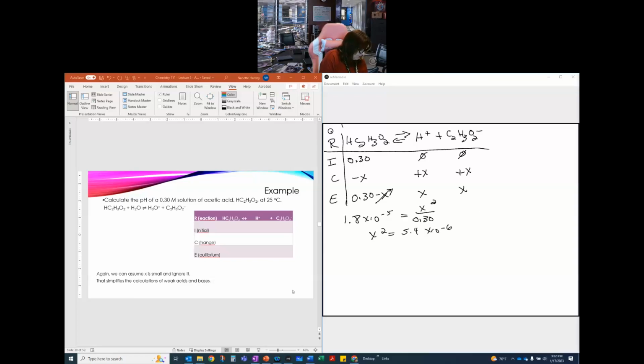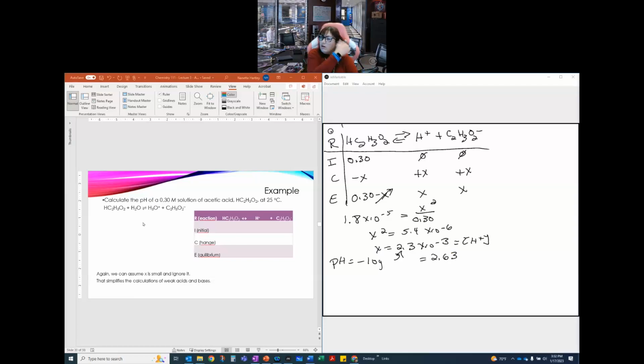I take the square root of that, and that gives me 2.3 times 10 to the minus third. I want pH, so since this is H plus, I need to take the negative log of that answer. And that gives me 2.63. Cool. Awesome. And I've done that.